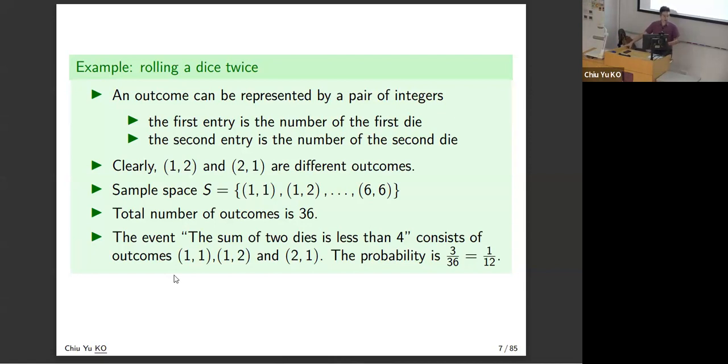Which means that (1, 2) and (2, 1) are different. Or you can consider that I roll the die twice. Right, here I said roll the die twice. It's not that I have 2 dice and I just close my eyes and throw them, because then I cannot tell which one is which. Okay, here the order is important. That means the sample space I have has 36 outcomes.